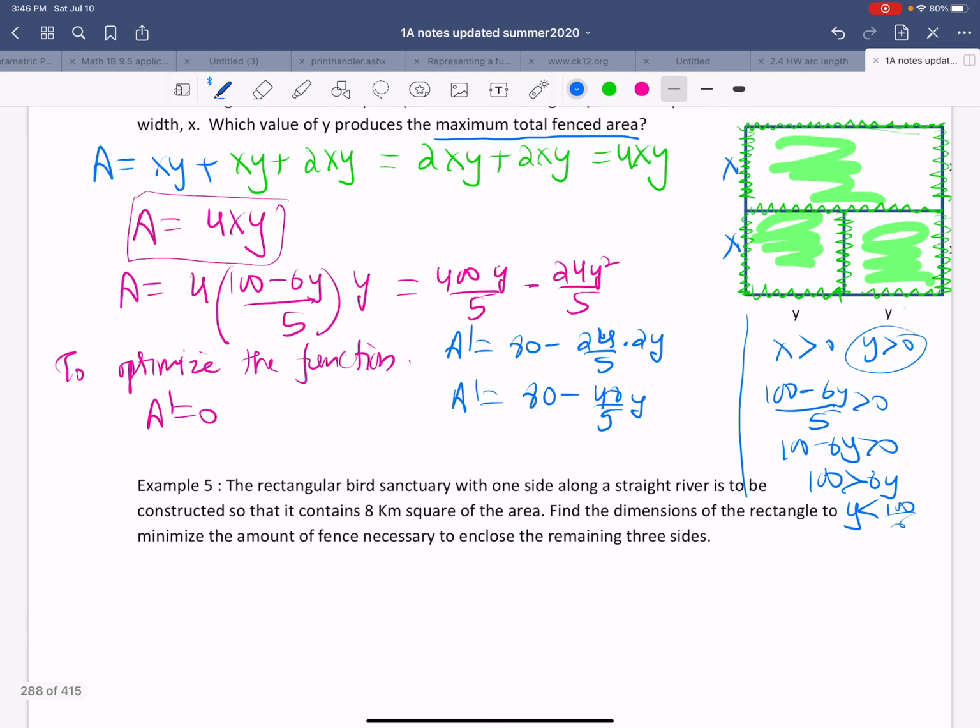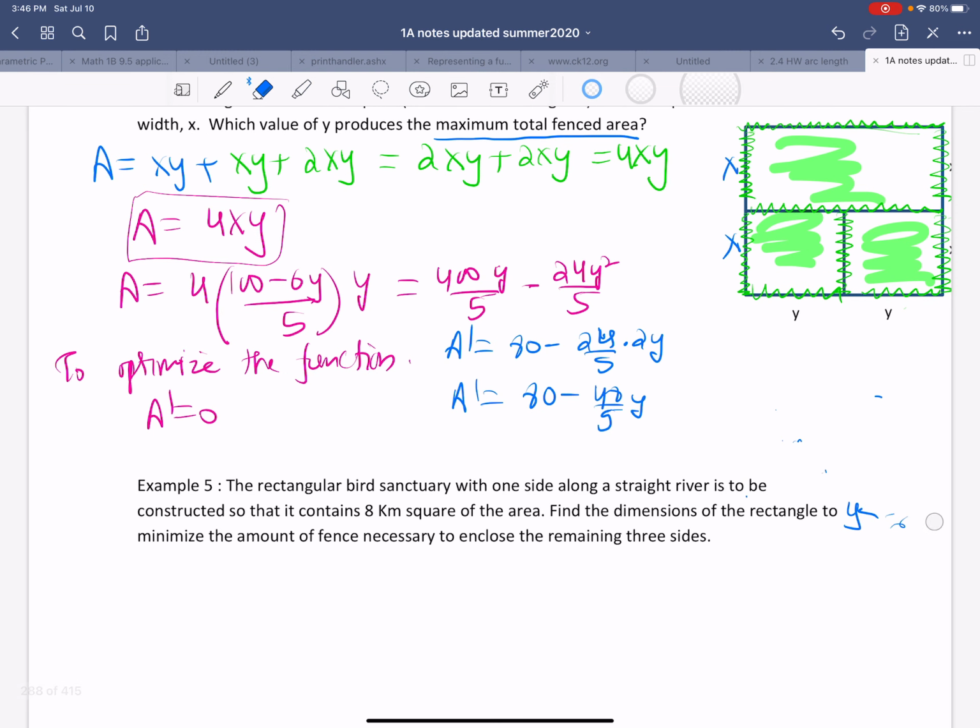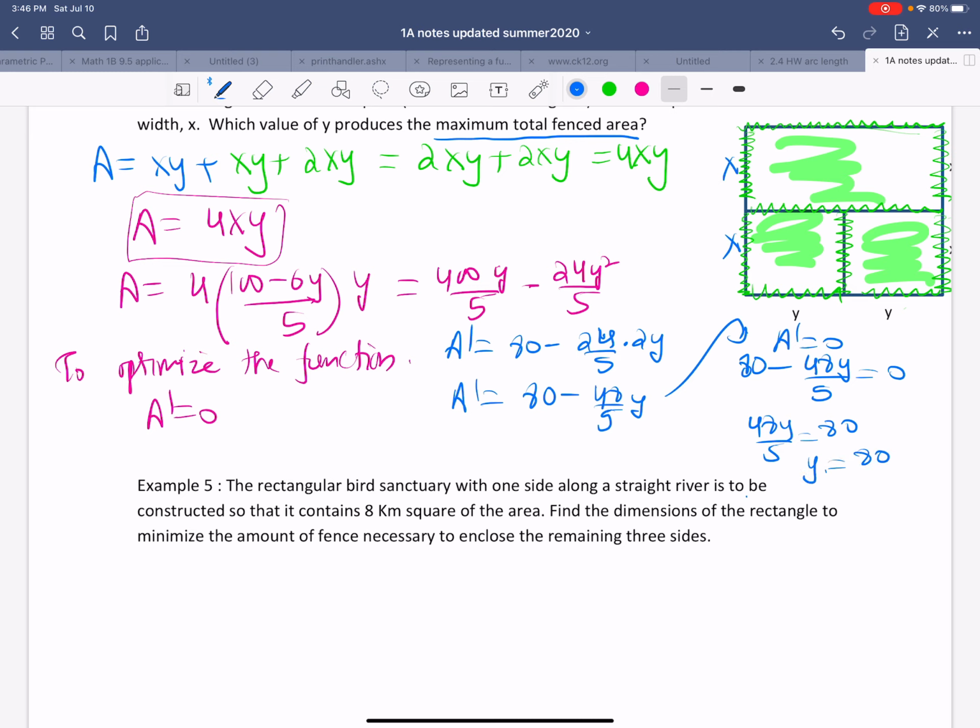So set A prime equal to 0 and solve for the variable, in this case y. When I set A prime equal to 0, 80 minus 48y over 5 is equal to 0. 48y over 5 is equal to 80. y is equal to 80 times 5 over 48. So we can go ahead and simplify here and use a calculator to see what that turns out to be.